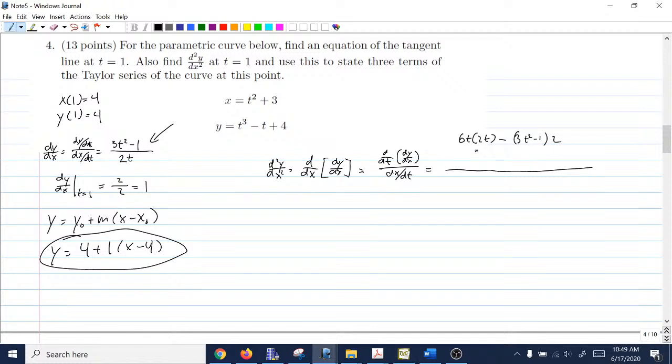Derivative of the bottom is 2, all over the bottom squared. So that's the derivative of dy/dx. This needs to get divided by dx/dt, which was 2t. We don't need to simplify this at all. It's reasonable to just stop and plug in 1 here, but I think it'll be easier to plug in 1 if I clean this up a little bit. I get 12t squared minus 6t squared plus 2. I'm getting (6t squared plus 2) over 2t cubed.